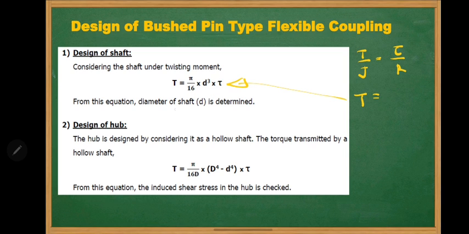When the shaft is hollow circular, the equation becomes T is equal to pi by 16 times D raised to 4 minus d raised to 4, divided by D, multiplied by tau. So this is our second design procedure, that is design of the hub, which is designed by treating it as a hollow circular shaft, and by using this equation we can check the induced shear stress in the hub.